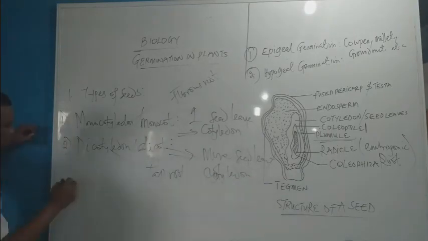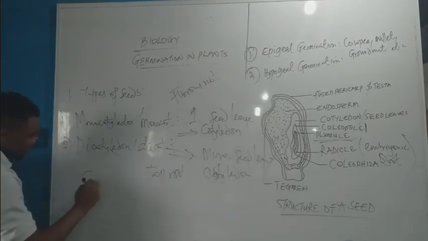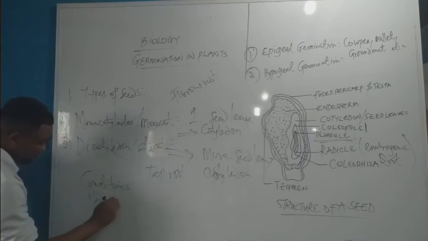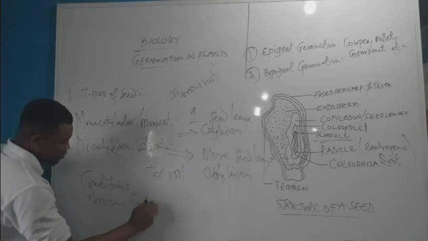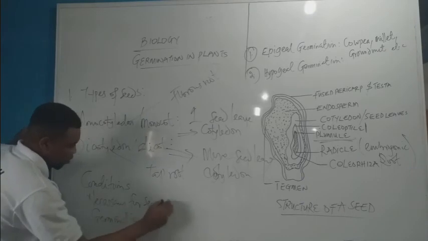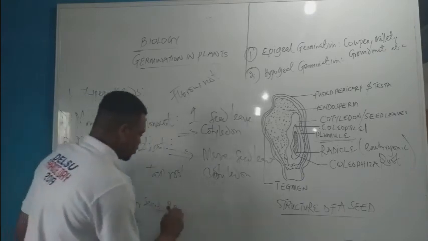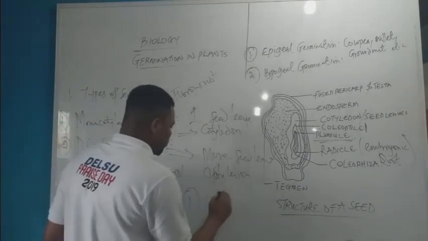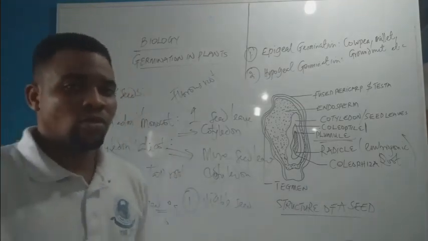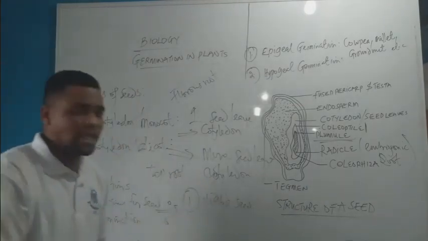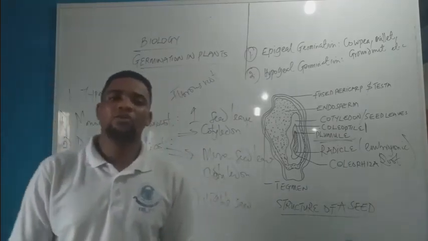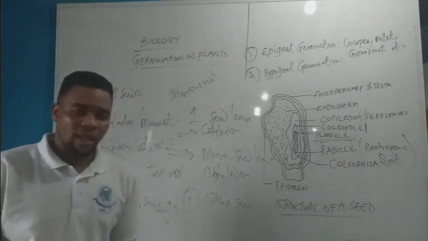Now we are going straight to the conditions necessary for seed germination. Under conditions for seed germination, the first one is what? A viable seed. A viable seed is needed for adequate growth of fruit within a specified time. A very productive seed will give you a fast fruit, while a bad seed will delay what? The acquisition of that crop.